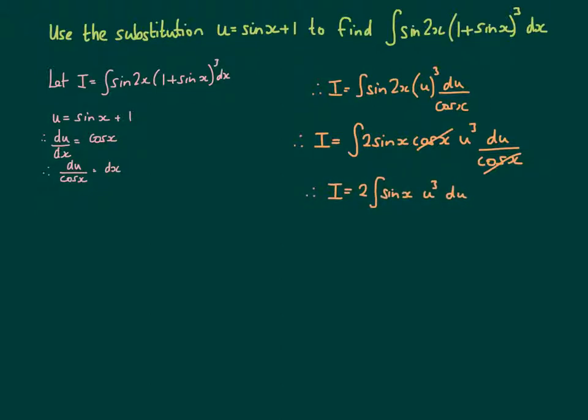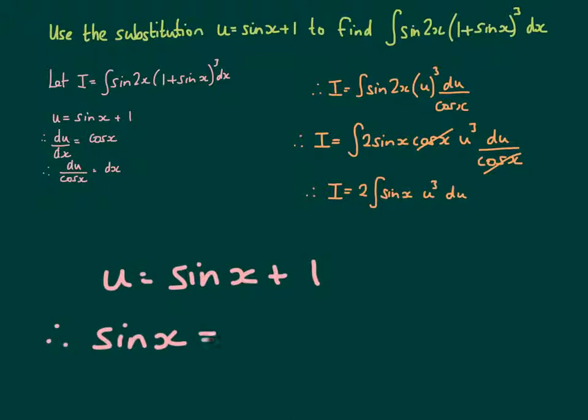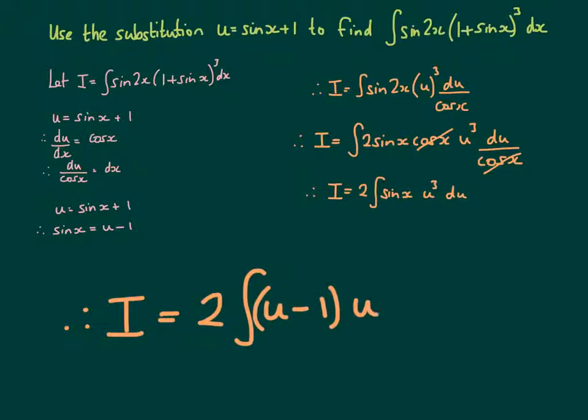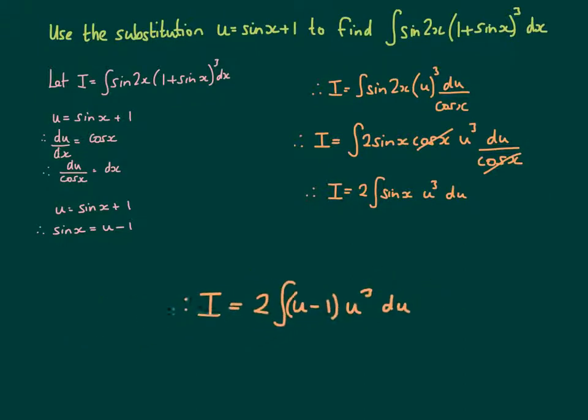So if we change that now, let's just write that on our left-hand side first of all. So we know u is sine x plus 1. So therefore, if we take the 1 across the other side, we can say sine of x is equal to u subtract 1. And then that is it. That's our substitution process done. That's going to leave us with I equal to 2 times the integral of u minus 1 multiplied by u to the power 3 with respect to u.